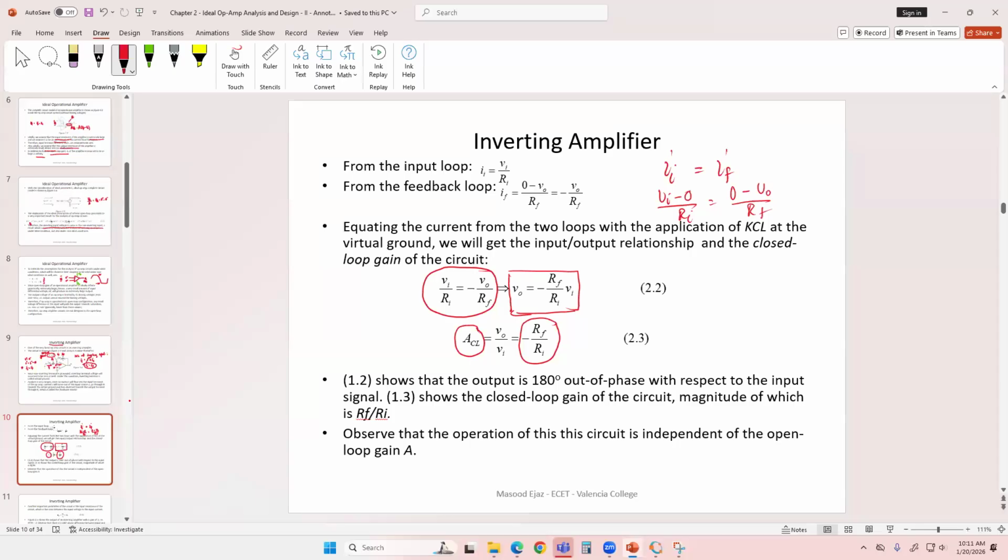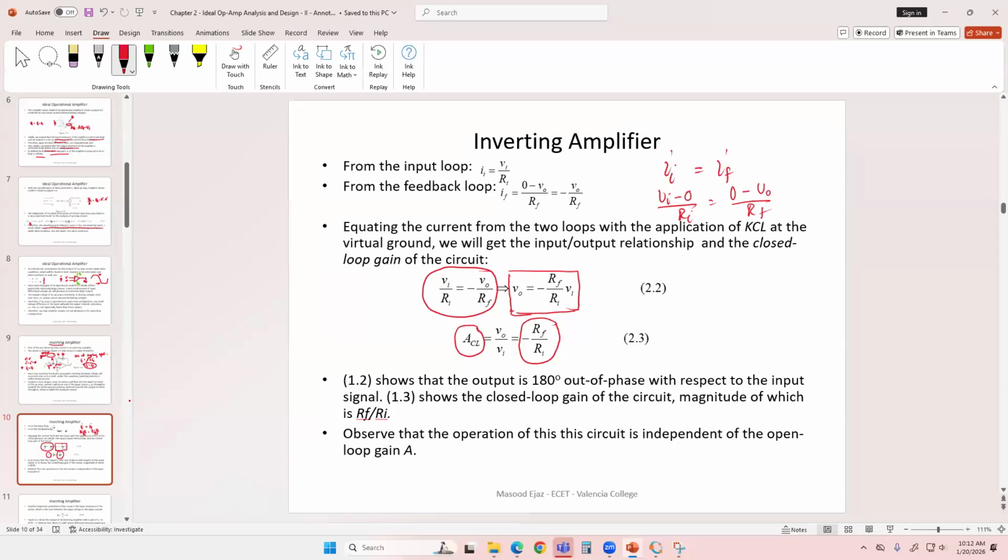Now the gain is Rf over Ri. That's the gain value. The negative sign just tells you that the output and input are 180 degrees out of phase. When output is high, input is low. When input is low, output is high. So that negative sign is basically 180 degrees out of phase between input and output. And the gain of the amplifier is Rf over Ri, or R1, whatever it is.